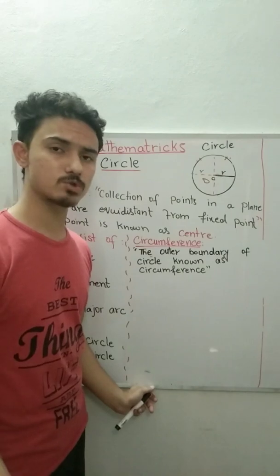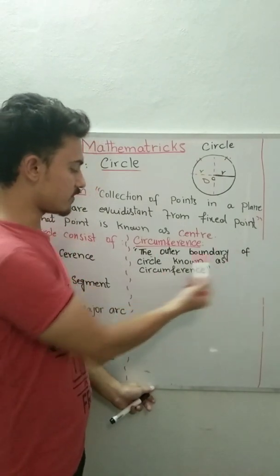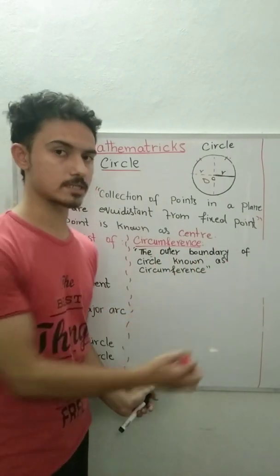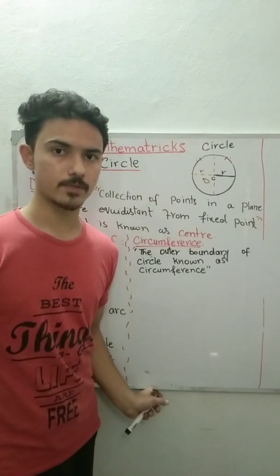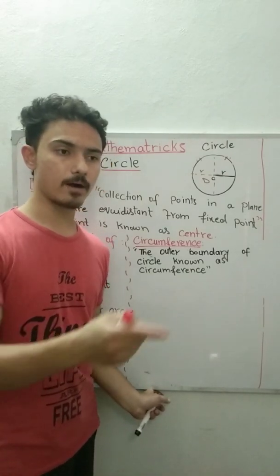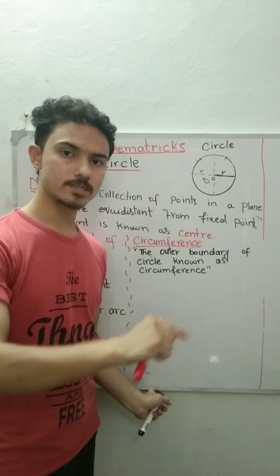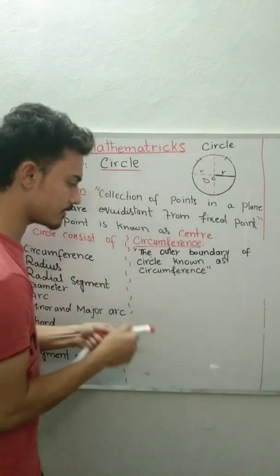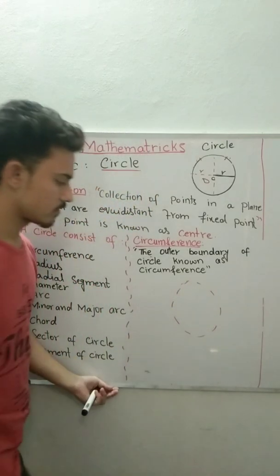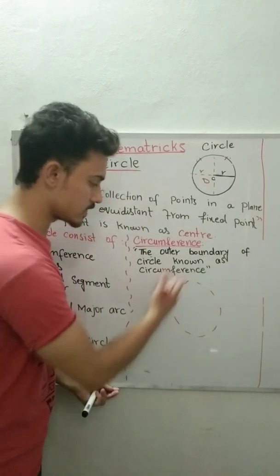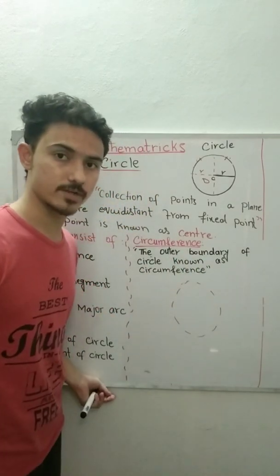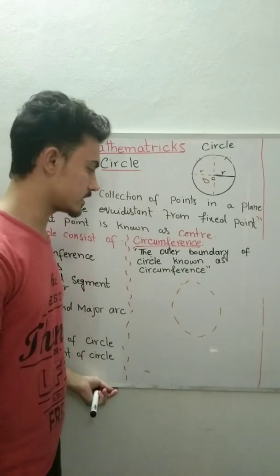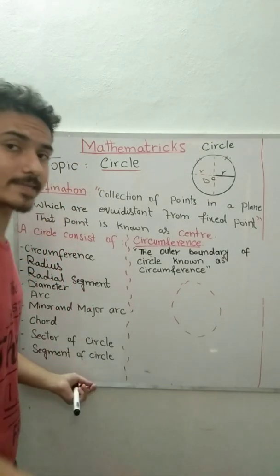What is circumference actually? The outer boundary of a circle is known as circumference, in simple and easy wording. Or you can say that the path followed by the center of a circle is known as circumference. Let me show you a simple example. The outer boundary of any circle is known as circumference. Is it simple and clear? Let's move towards the second one.